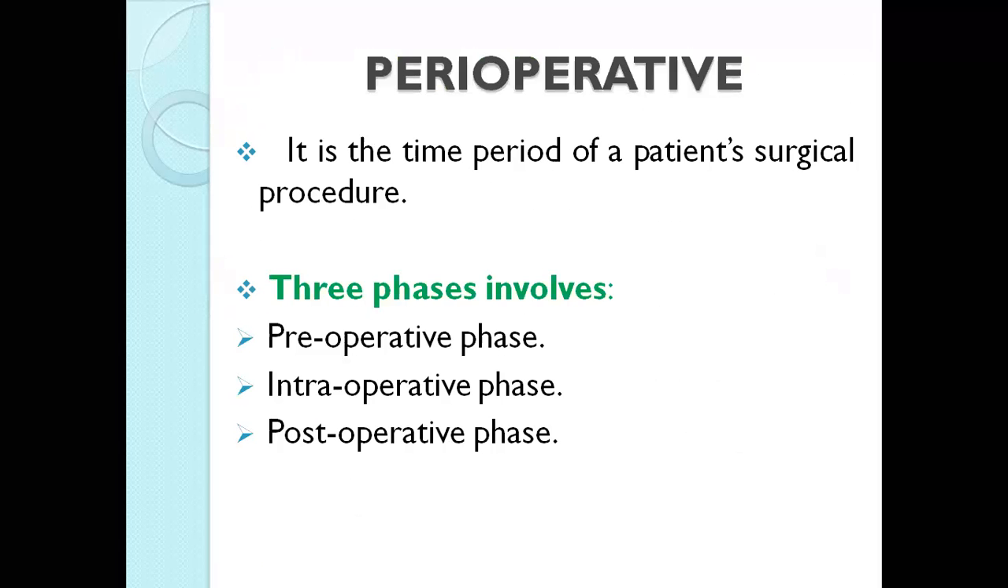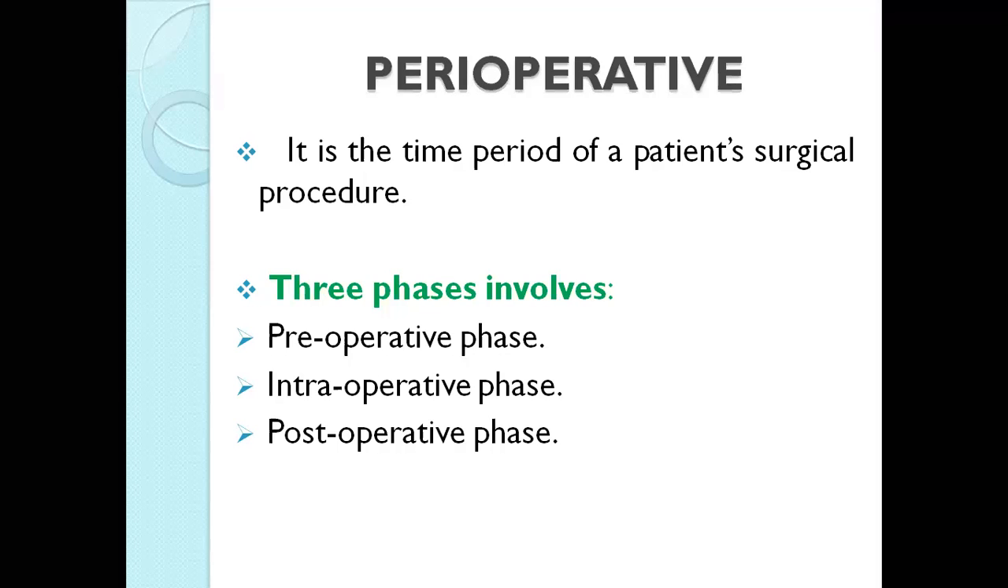Okay, so related to the perioperative, I have told you, right? Under this, actually, we have three phases. All these three phases, I will discuss one by one in the next class. We will see what are the things we have to do for the patient during the preoperative phase. What is your role as a nurse? What you should do for your patient before he goes for the surgery.